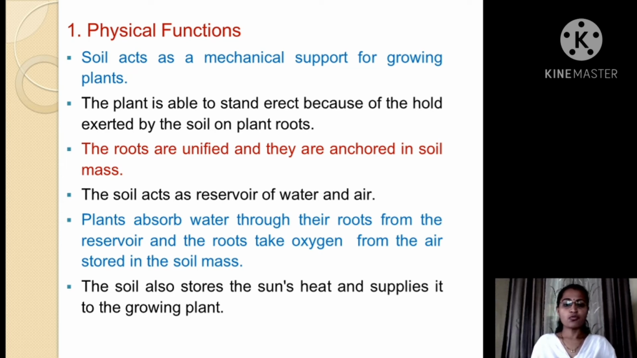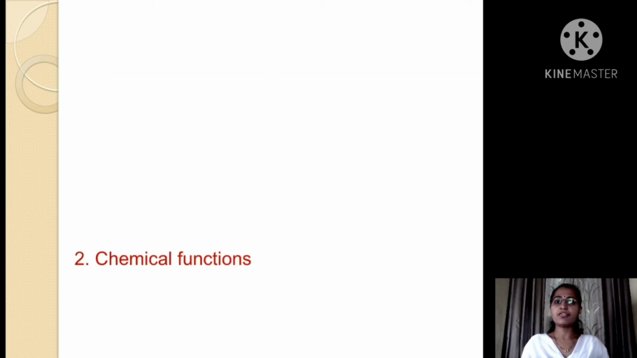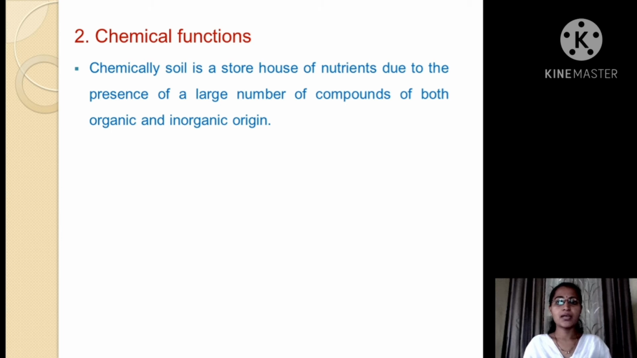Plants absorb water through their roots from the reservoir, and the roots take oxygen from the air stored in the soil mass. The soil also stores the sun's heat and supplies it to the growing plant. Now then we focus on the chemical functions.